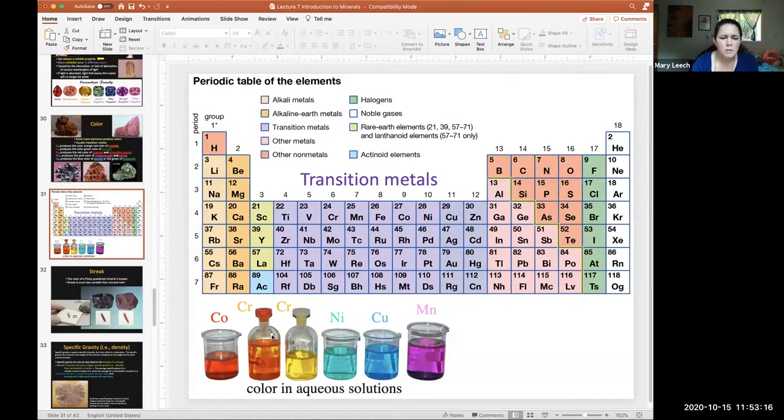I just wanted to point out that the elements that contribute to these different colored minerals are usually the transition metals, so the purple zone in here. So cobalt, chromium, nickel, copper, manganese. These are all just aqueous solutions of those elements. So these elements are the ones that contribute to the color.